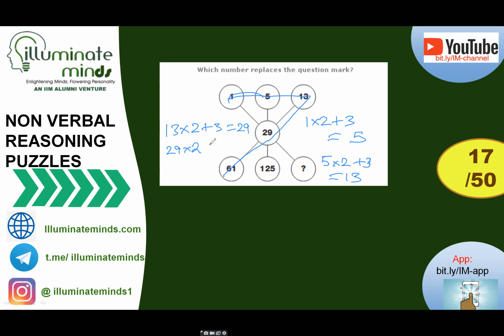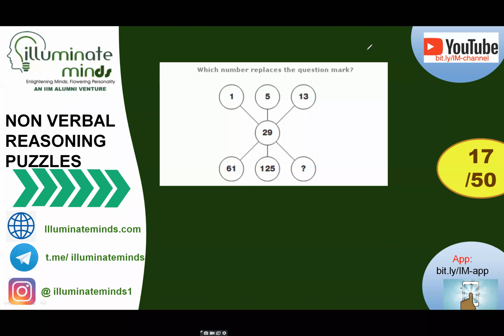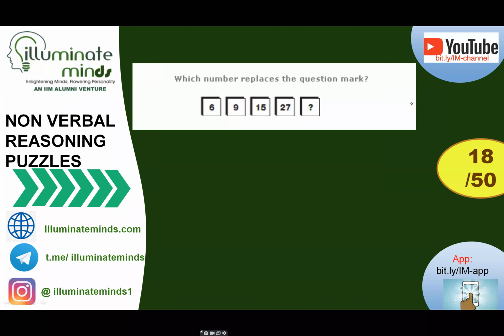Now 29 into 2 plus 3 is equal to 61. 61 into 2 plus 3 is equal to 125. 125 into 2 plus 3 should be my answer, that is 253. So 253 is the correct answer. Is this okay, guys? Fine. So let's move to the next one.